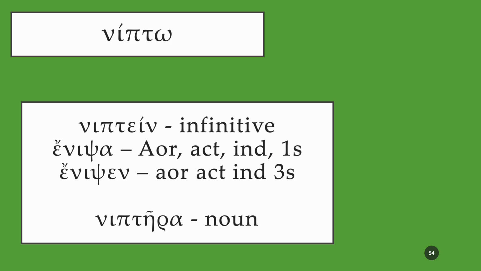I mentioned earlier the verb nipto as well. We've seen this used several ways. Niptein is the infinitive, to wash. Enipsa, the aorist in the first person, I washed. Enipsen, again, the aorist in the third person, he washed. And niptera is a noun that comes from the same root, so it's going to be the clean one, the one who's been washed.